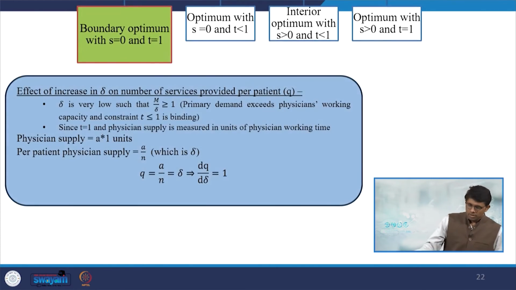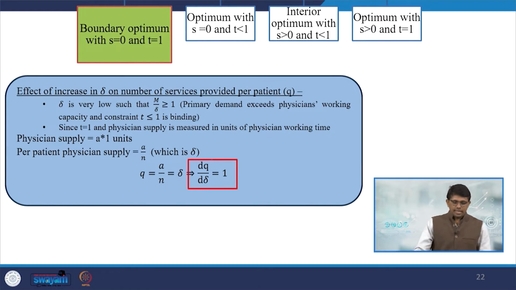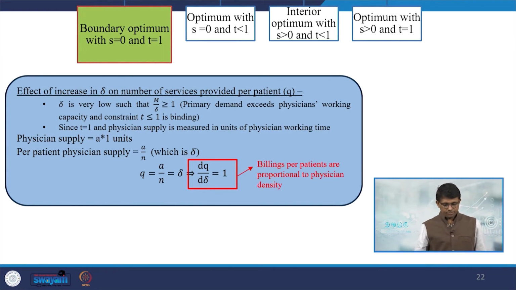Okay. So, the effect of an increase in delta on the number of services provided per patient, that is Q. So, delta is very low, such that m upon delta should be greater than or equal to 1, that is the primary demand exceeds the physician's working capacity, with the constraint t less than or equal to 1 being binding.